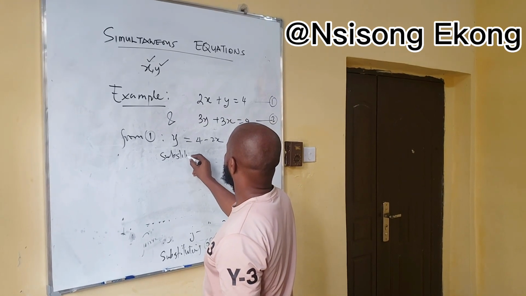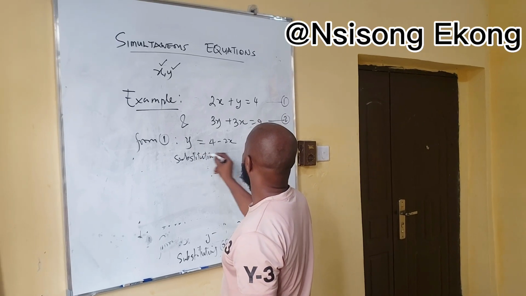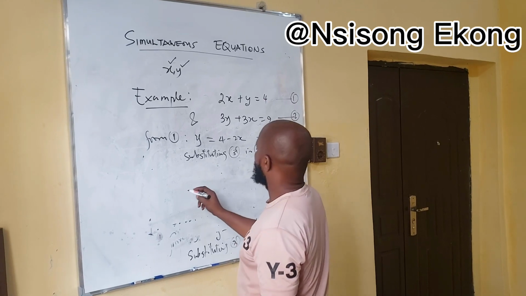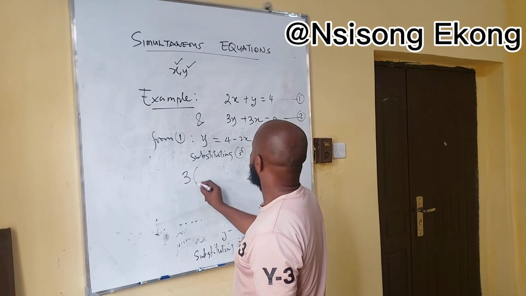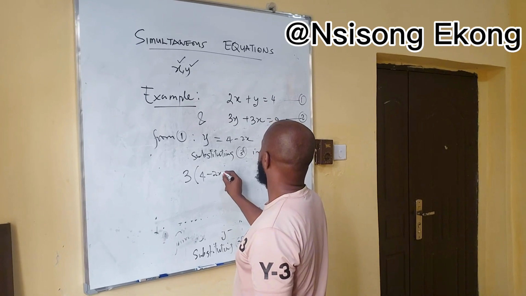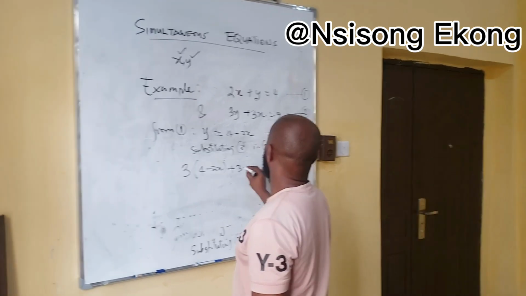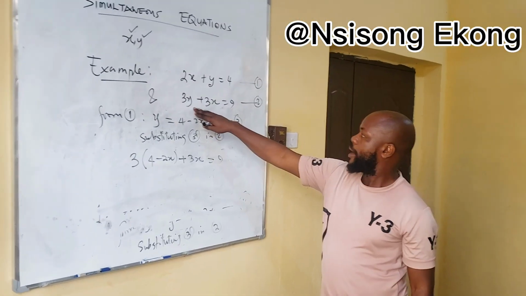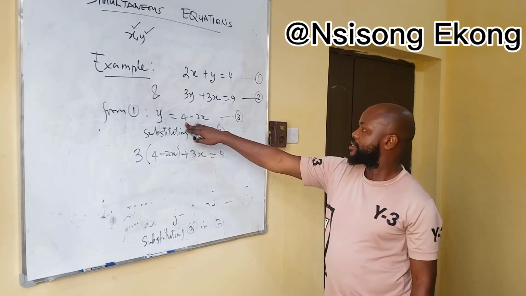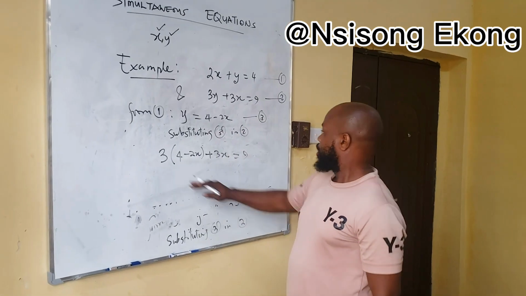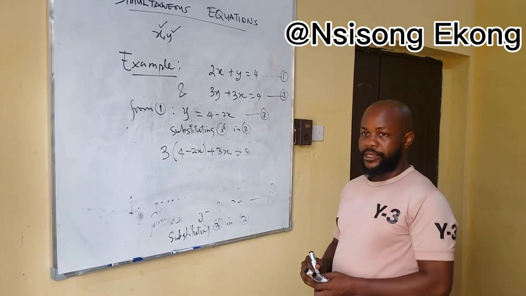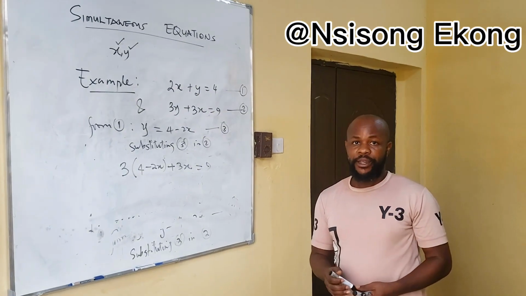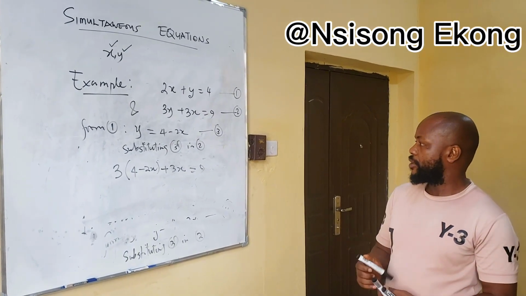Substituting equation 3 into equation 2, we have 3 into 4 minus 2x plus 3x equals 9. That means wherever we see y in equation 2, we put what it is in equation 3. Using BODMAS or PEMDAS, if you're not familiar with PEMDAS, it's one of the videos that we have in our channel. You can go back and have a refresher training on that.